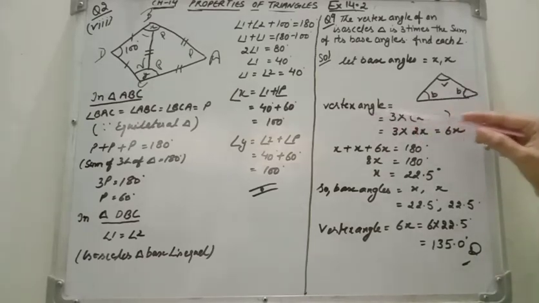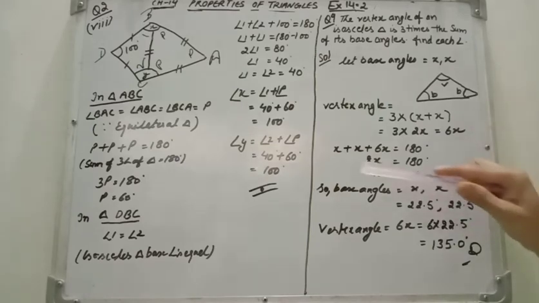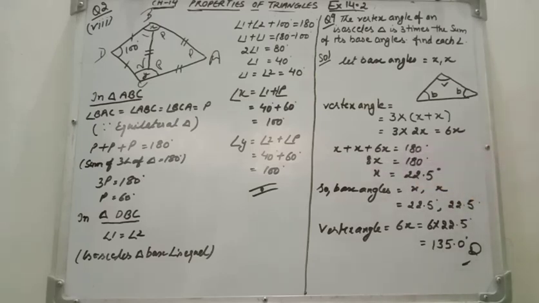So the vertex angle is given as 3 times the sum of the base angles. Base angles are X and X. Sum of the base angles is X plus X. Okay. So X plus X becomes 2X. After multiplication we get 6X. So the vertex angle is 6X. So X plus X plus 6X is equal to 180 degrees. Add and we get 8X is equal to 180 degrees. After division we get X is equal to 22.5 degrees.